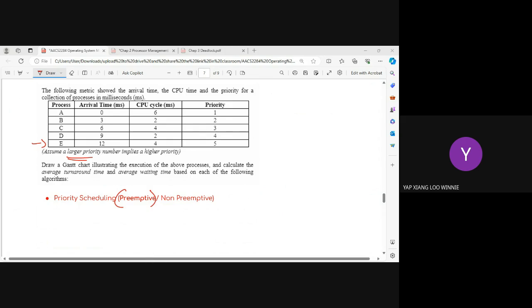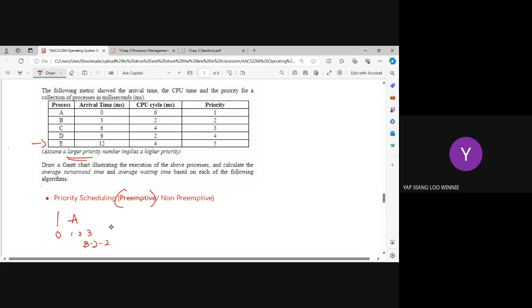Okay, now continue over here. Priority scheduling. We're going to do the preemptive one, so a higher priority value indicates more important. Now start from 0 again. In your Gantt chart, you only have process A coming in. So you're going to do process A for 1 millisecond, 2 millisecond, 3 millisecond. Someone comes in here, which is process B, having a CPU cycle of 2. And this time you got a priority of 2.